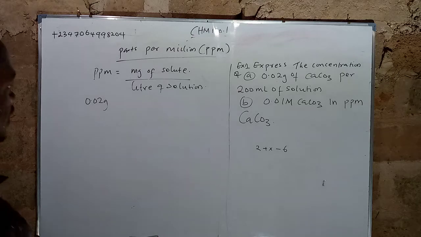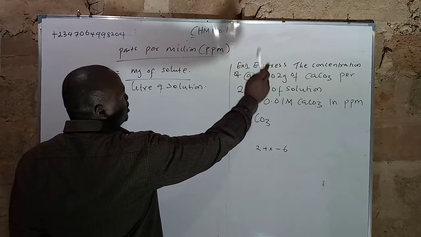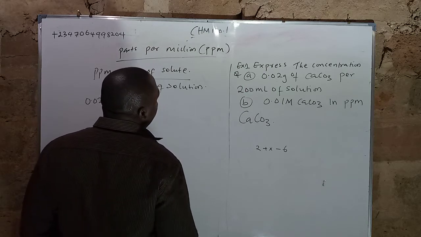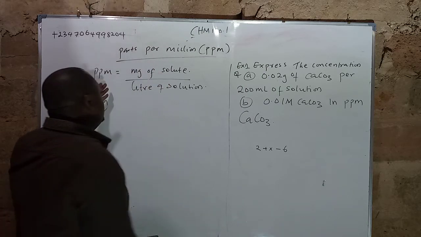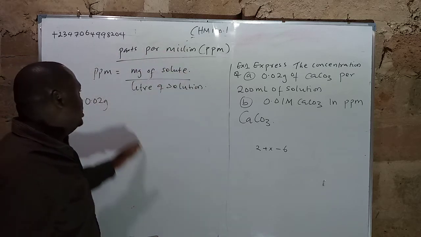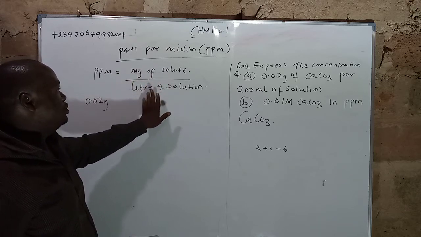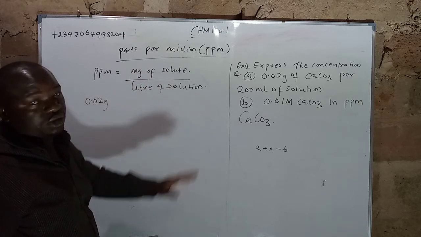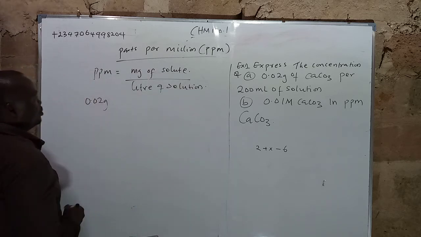Express the concentration of 0.02 grams of carbonate per 200 milliliters of solution. This topic is called ppm, which is parts per million, and this is the formula for calculating it: the milligrams of solute all over the liters of solution. In the first example, you already have 0.02 grams.